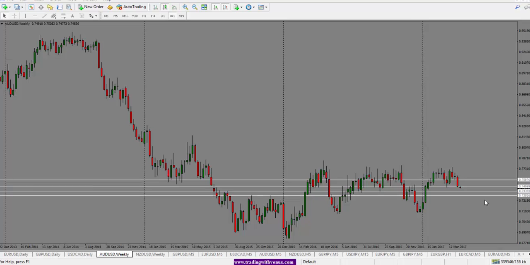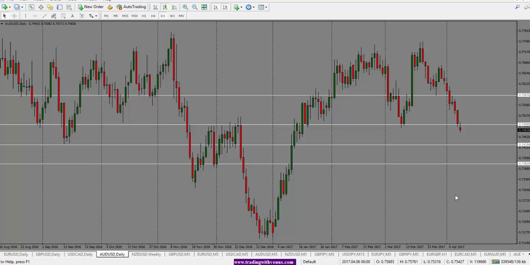Looking at Aussie US dollar here, very strong close on the weekly here, and we're looking for further continuation to the downside. Price has broken below this 0.7500 level, and now we are moving towards the next target, which would be 0.7450 area, and below that 0.7380. So those would be two targets to the downside.